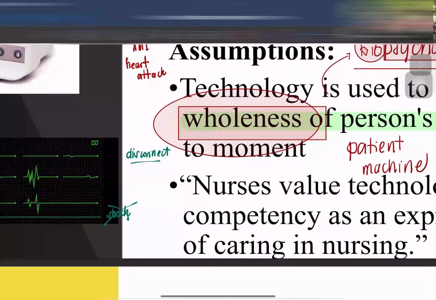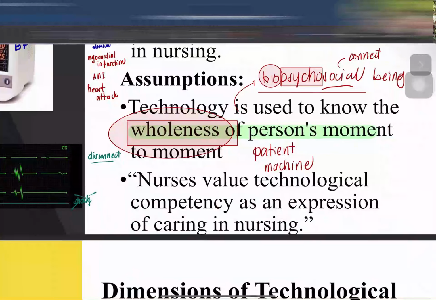Now, nurses, class, also value technological competency as expression of caring in nursing. Pero here in our setting, in the Philippine setting, we still find it a bit difficult. You know why? Technology kasi here is introduced in a slower pace. For example, there are instances in the hospital, guys. Previously, I worked in the hospital. There are instances na kapag may kailangan kaming i-repair sa hospital, kailangan pa naming mag-wait ng 1 to 2 months just for the parts of the equipment to arrive from abroad.